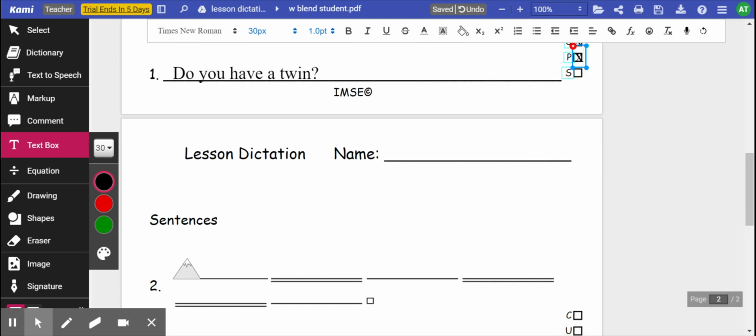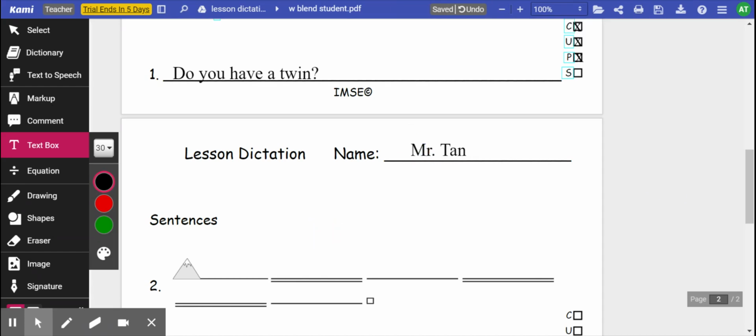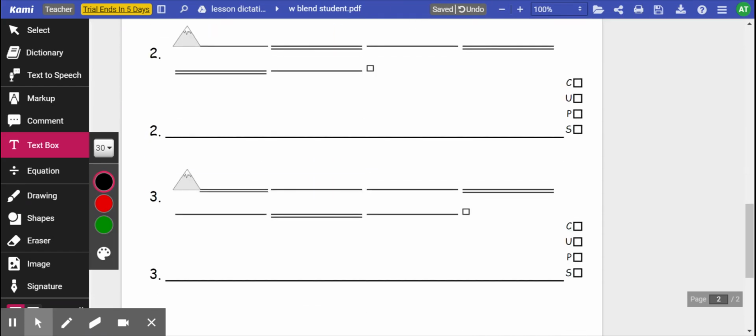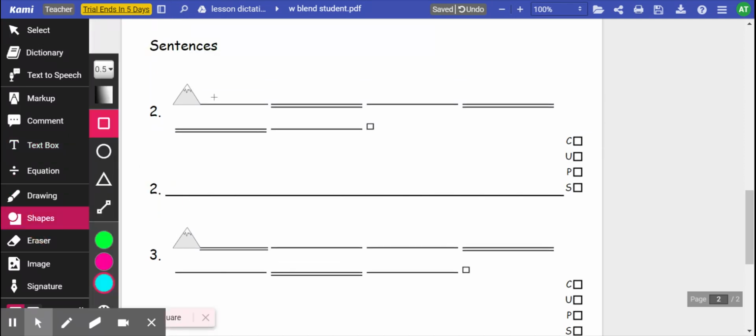All right. Don't forget to write your name on the next page. And remember, it's also capitalized. So that's also the C in CUPS. Okay. Number 2 is: Drag the twig to the trash. So let's do it word for word. Drag the twig to the trash.